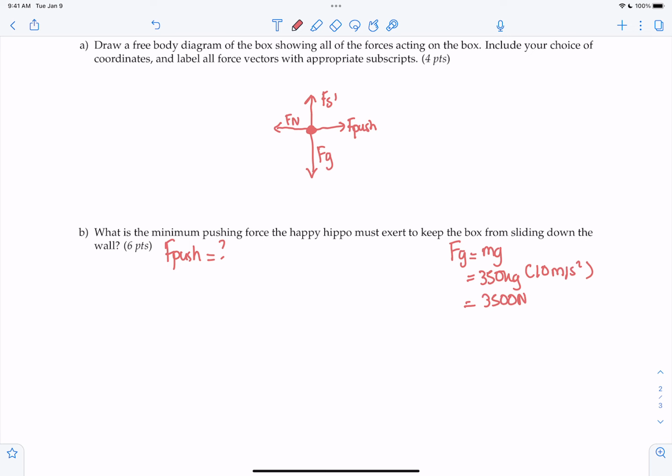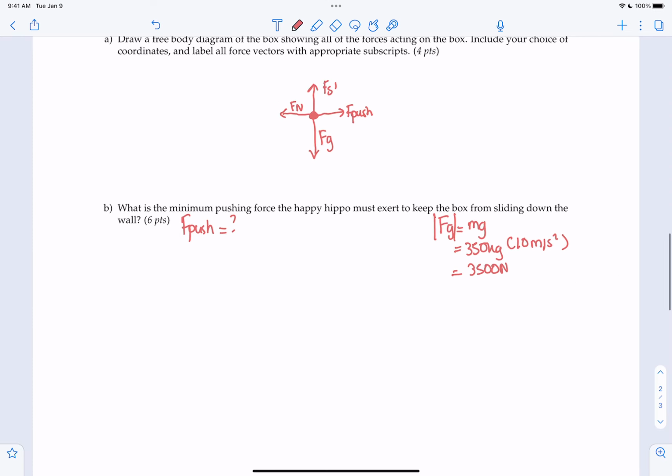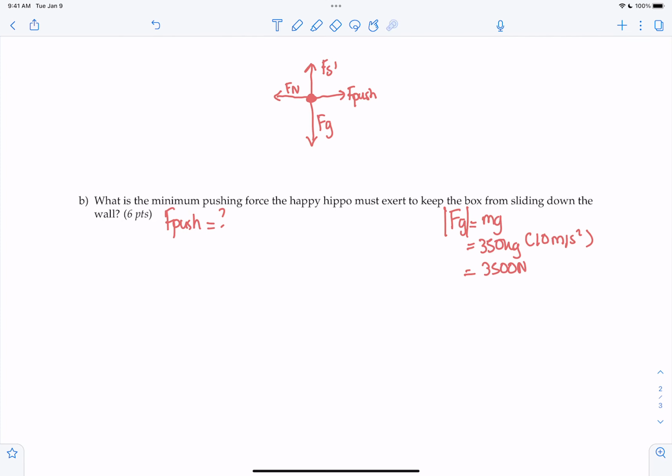Or technically negative 3,500 newtons, because it's pointing in the negative y direction. But I'll keep it as the magnitude for now, so I'll just indicate that this is absolute value. And so we have our F_G now. We want to figure out F push. If we want to figure out F push, we also know that it relates to the normal force. F push should be equal in magnitude and opposite in direction to the normal force, right?